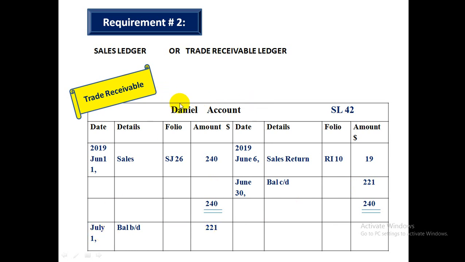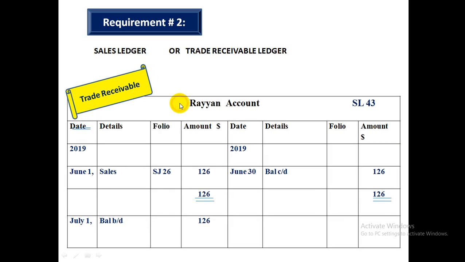Same is to be done for the next customer, Ryan. We sold him goods, so trade receivable Ryan will be debit. No credit entry because he didn't return us the goods. The same will become balance carried down, rule of the account, and carried down will become brought down balance.